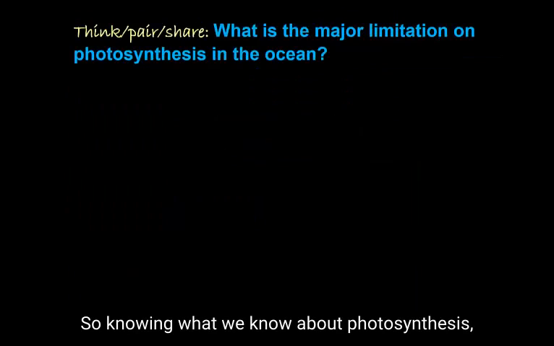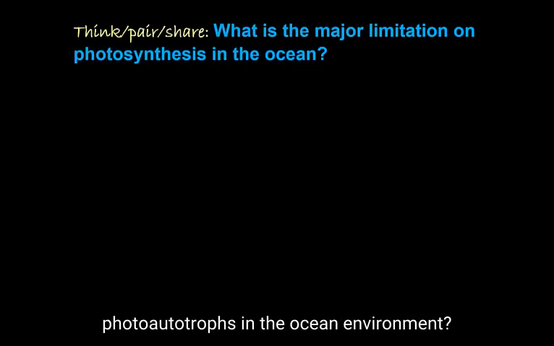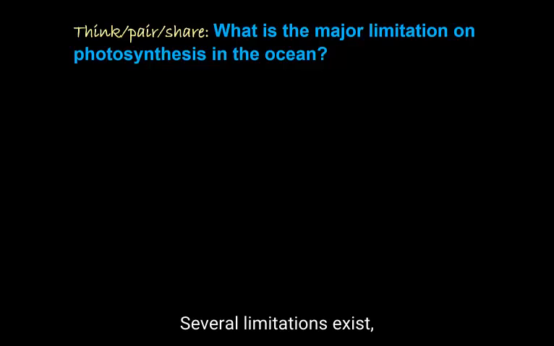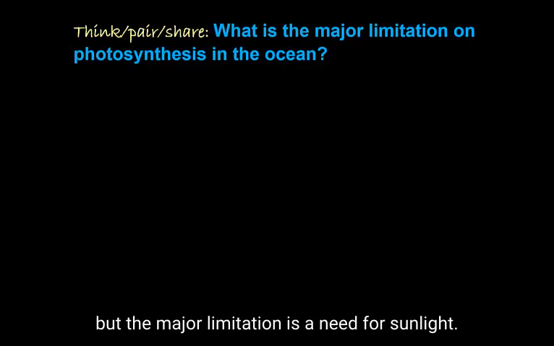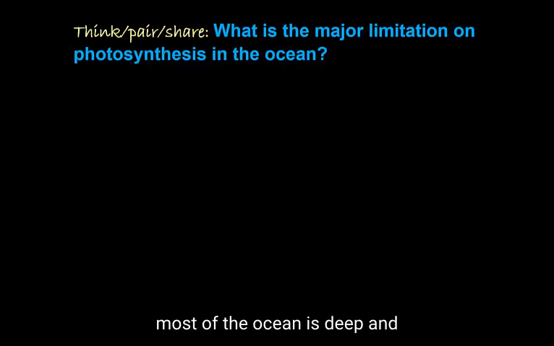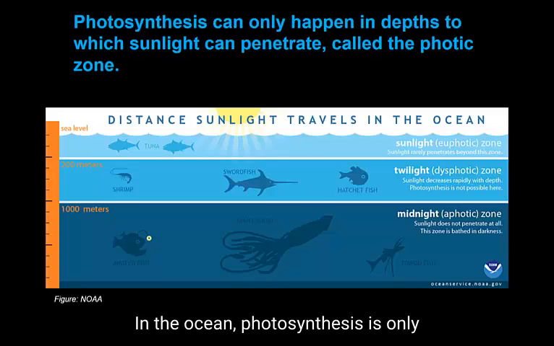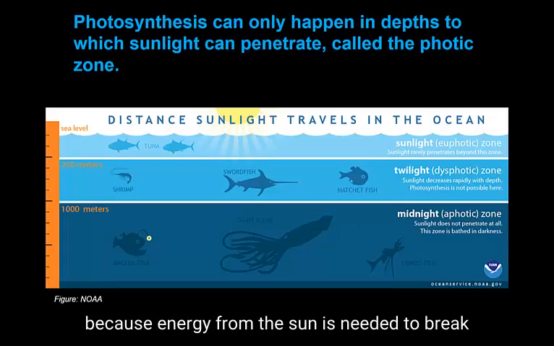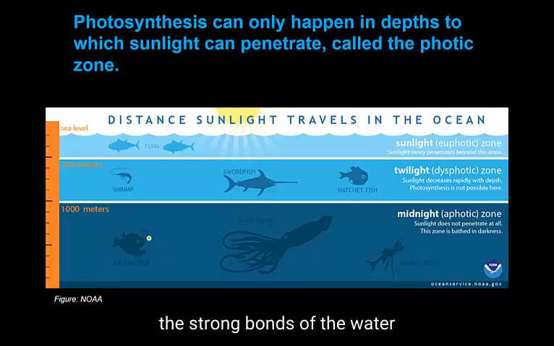So knowing what we know about photosynthesis, what is the major limitation of photoautotrophy in the ocean environment? Several limitations exist, including the need for inorganic nutrients, but the major limitation is the need for sunlight. Photoautotrophs can't photosynthesize without it, yet most of the ocean is deep and dark, with no available sunlight. In the ocean, photosynthesis is only possible where the sunlight is available, because energy from the sun is needed to break the strong bonds of the water molecule.